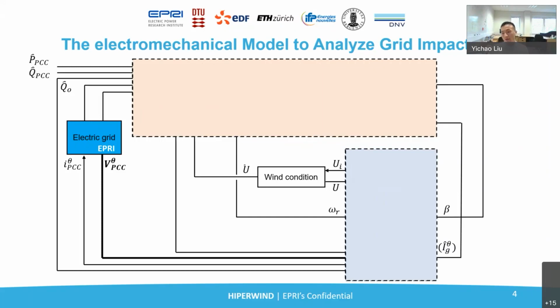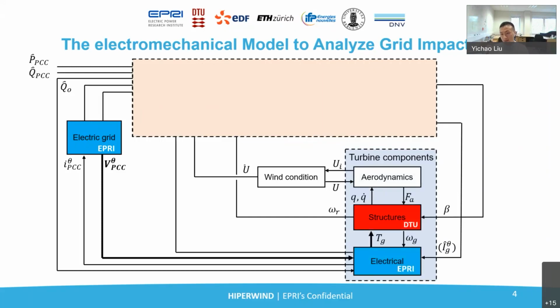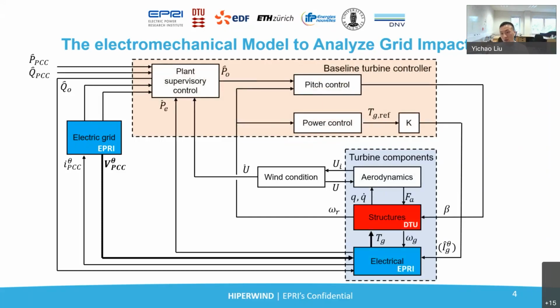In this framework, we have turbine components, including the aerodynamic, the structure, and also electrical components. They communicate with the wind turbine controllers, and the electrical components, like the generator, are connected to the electrical grid. DTU has been working on the modeling of the structure with a particular focus on the drive chain and its degradation model, as Asper introduced in his presentation. EPRI is working on the electrical components, such as the generator and the electrical grid modeling. In the later stage, the structural model from DTU will be integrated into this numerical framework to finalize our analysis.